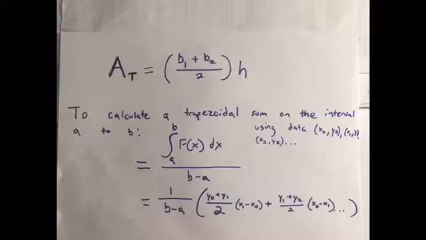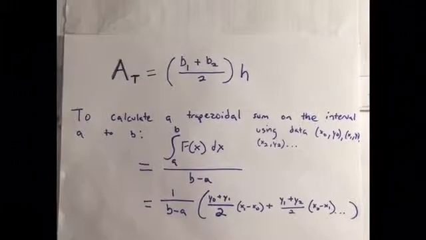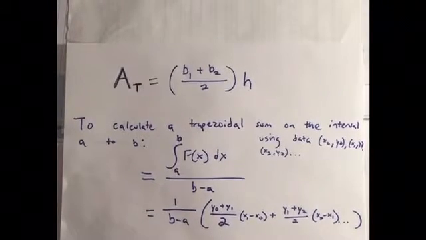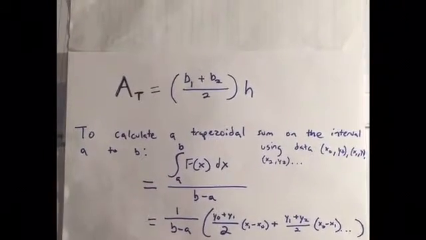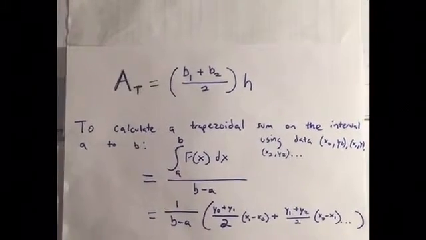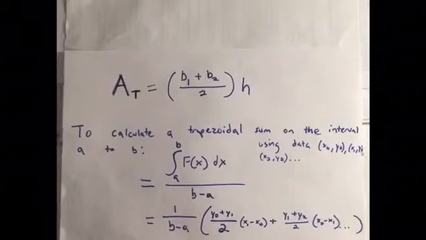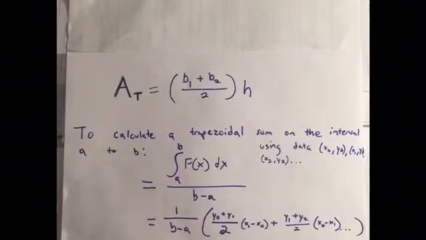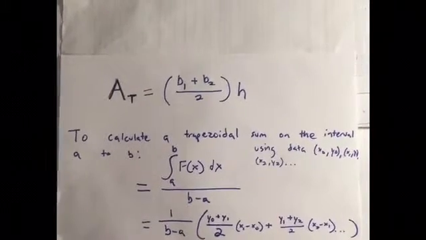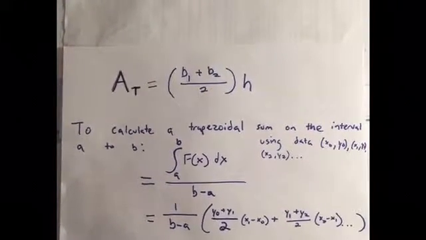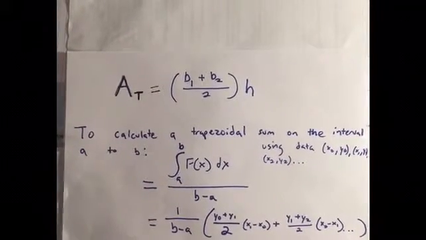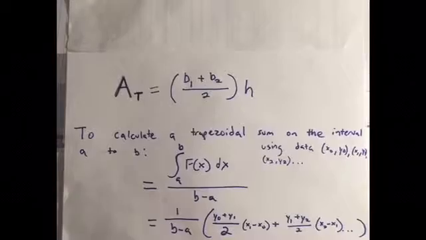Now we can calculate a trapezoidal sum on the interval a to b using data x0, y0, x1, y1, etc. The trapezoidal sum is equal to the integral from a to b of a function divided by b minus a. We can then write this as 1 divided by b minus a times the sum of the subintervals of the function. The value of a subinterval of the function is equal to the sum of the two y values divided by 2 times the difference between the two x values.